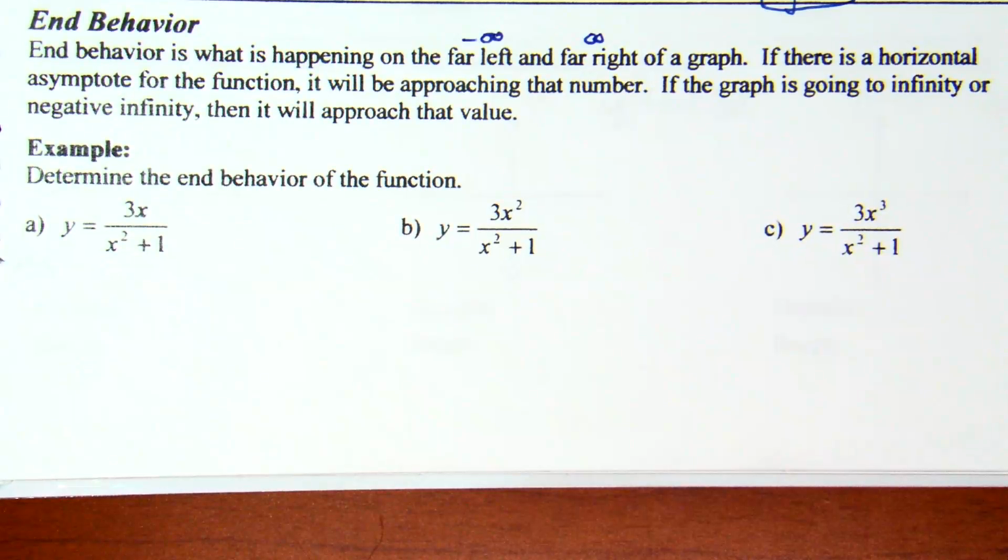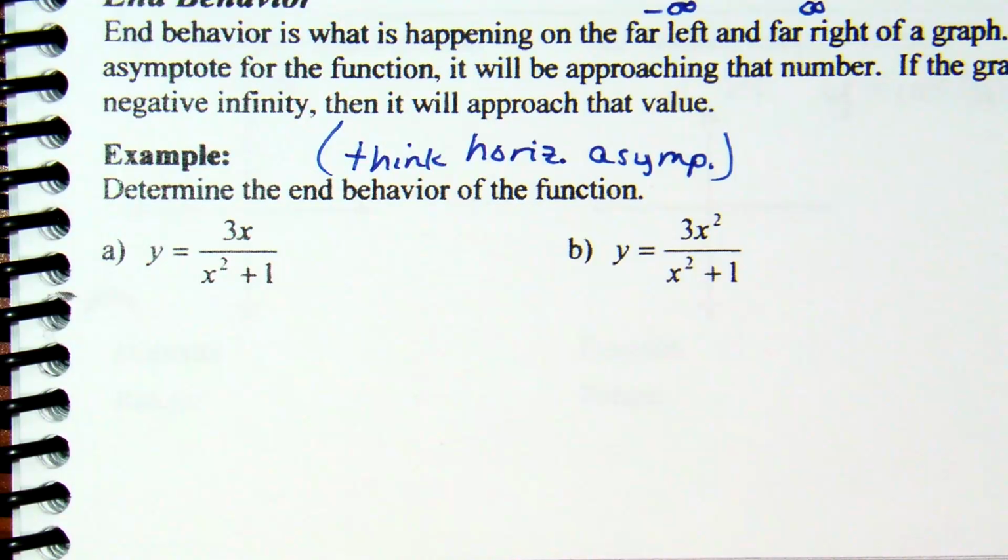Okay, so look at A. Determine the end behavior. So what is this graph doing as it goes off negative infinity and positive infinity? What do you notice in terms of horizontal asymptotes? Biggest power on the bottom? He says biggest power on the bottom, yes?